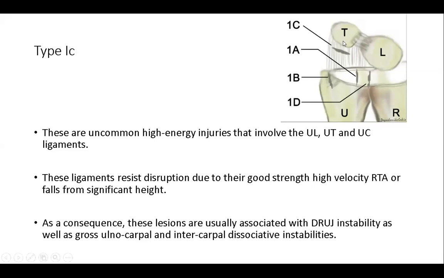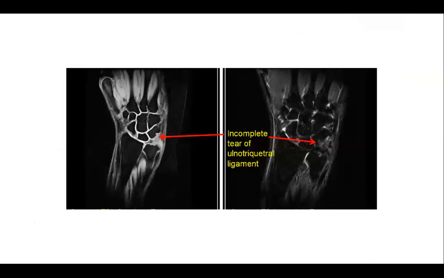These ligaments usually resist disruption due to their good strength, and hence a high velocity RTA or fall from significant height is necessary for their injury. Hence these are usually associated with DRUJ instability as well as gross ulnocarpal and intercarpal dissociative instabilities. So this is an MRI image showing a tear of the ulnotriquetral ligament.